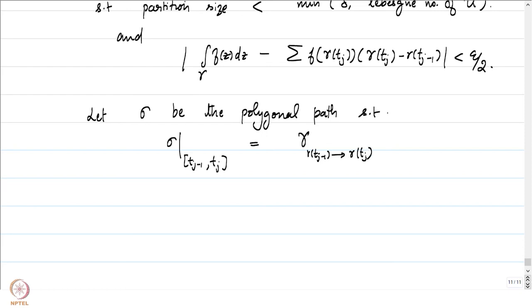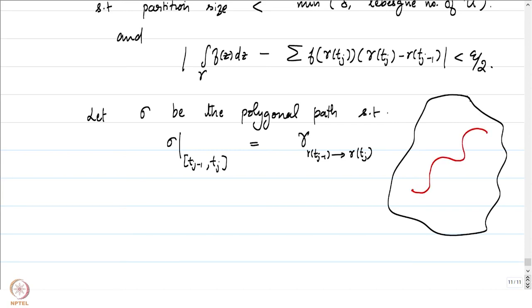So, let me just draw a picture for you. Suppose this is our omega, and let me draw a red curve which is our curve gamma. Suppose this is from z1 to z2, and our partition is by say these green points t0, t1, t2 and so on. I am just going to pick points arbitrarily. The assumption of this partition is that its partition size is less than the minimum of the two numbers above, and we are going to look at the lines joining these points, straight line paths. So, this is precisely our sigma.